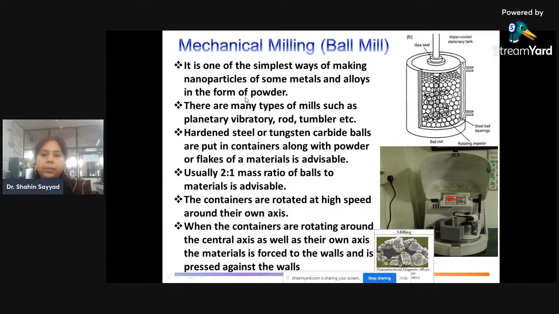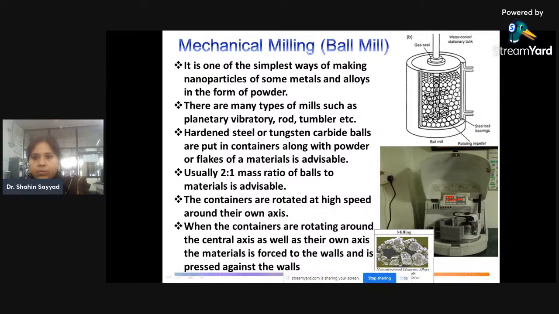Okay, there are many types of mills depending upon their motion. It can be a planetary mill. If it performs planetary motion, then it is a planetary mill; if there is vibration, then it is a vibratory rod or tumbler. If there is up-down motion then it is a tumbler mill. Okay, so depending upon which rotation phenomena you use, there will be different types of ball milling method. Okay, so what happened in ball milling method?